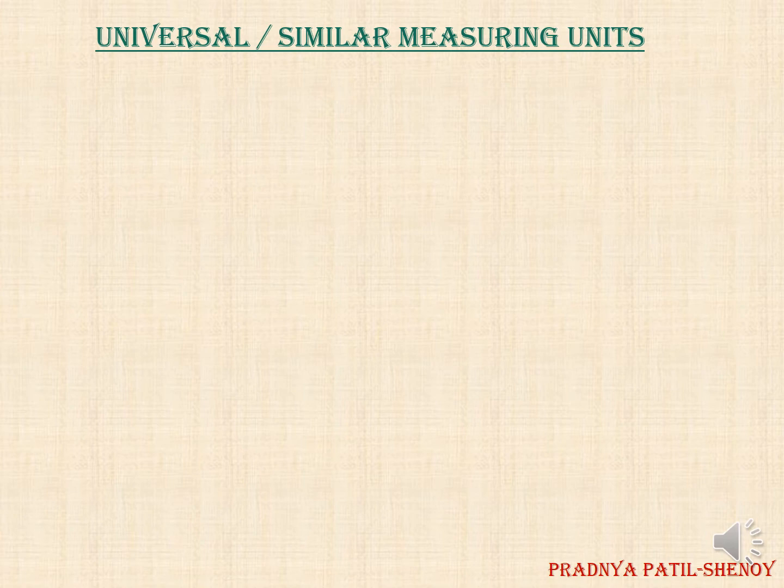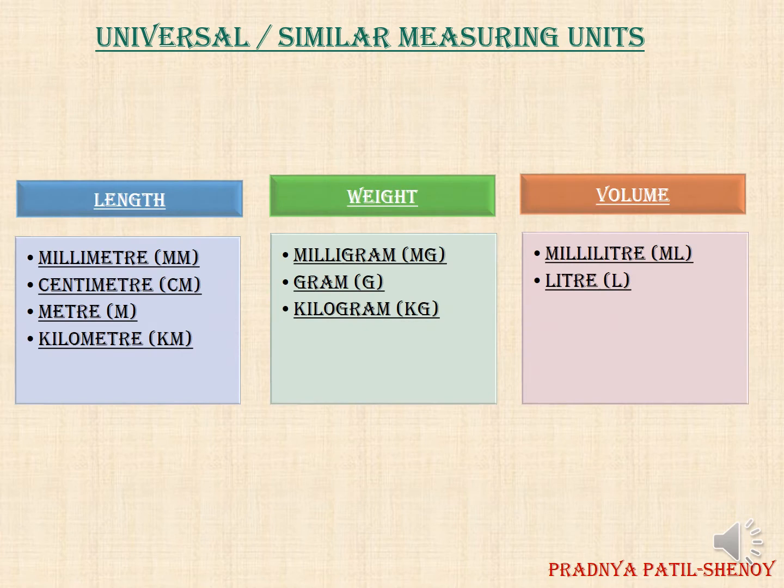So, here we have standard units for measurement of length, weight, and volume. Length is measured in millimeters. The short form for the same is mm. Centimeters. The short form for centimeter is cm. Length is also measured in meters and kilometers. Weight is measured in milligrams, grams and kilograms. Volume of liquids is measured in milliliters and liters.